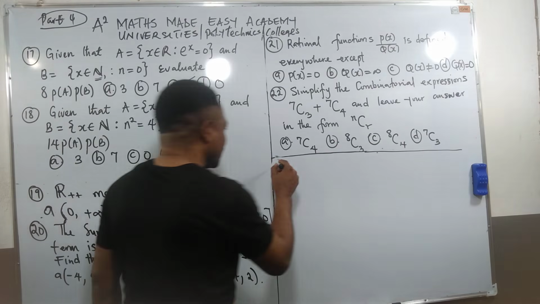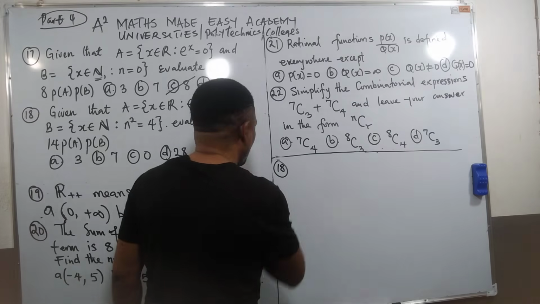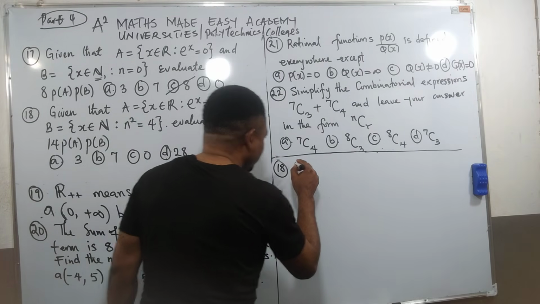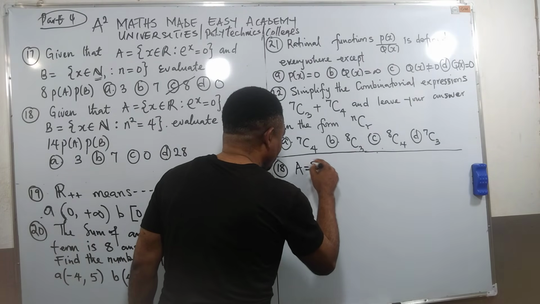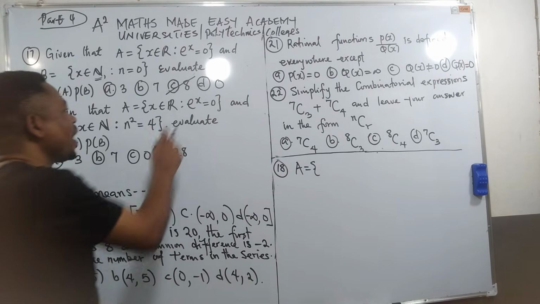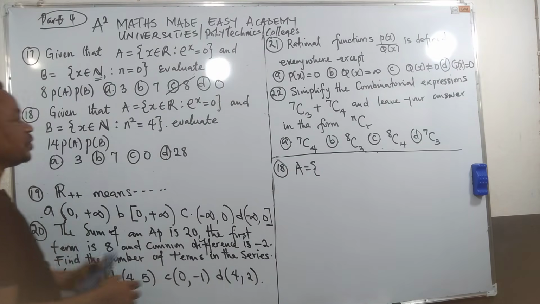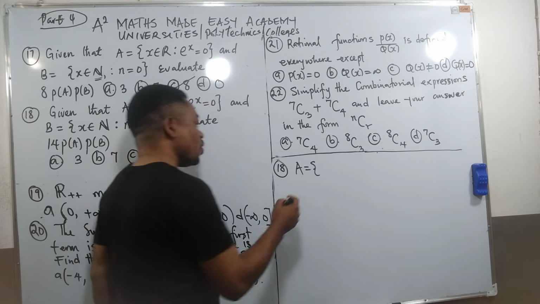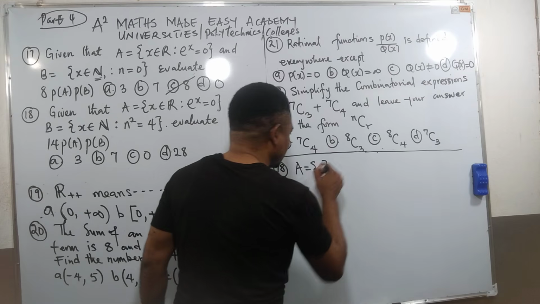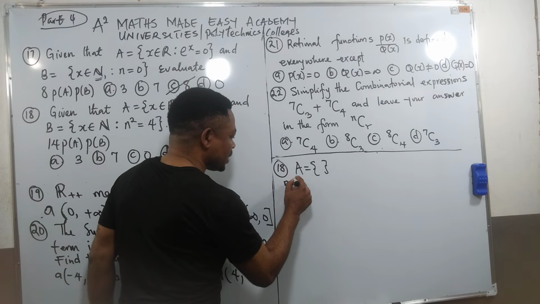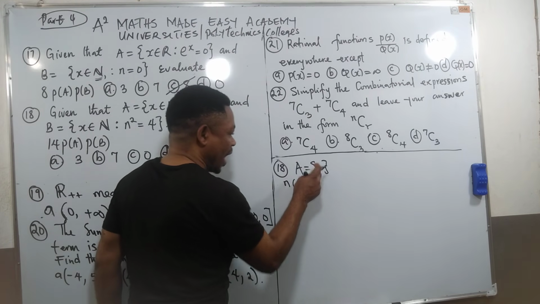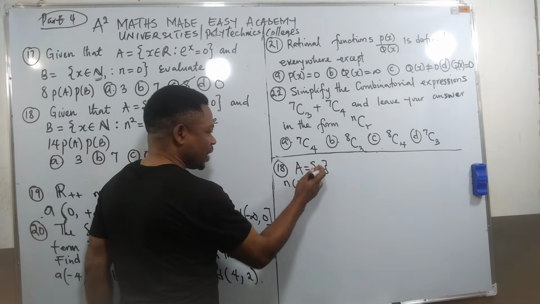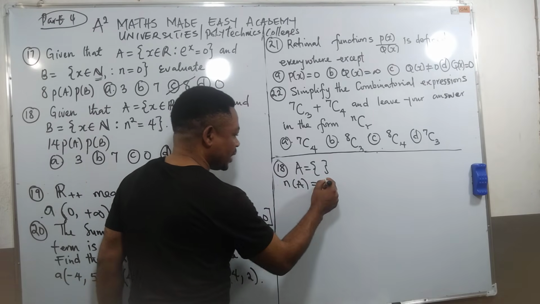Now let us quickly answer question number 18. Now my question is, we are trying to list the members of set A. I have defined this in question number 17. When you see e^x = 0, it has no member, which means it is an empty set. Then let's get the cardinality, which is the number of items in set A. I believe there is no element, right? It means that it is 0.